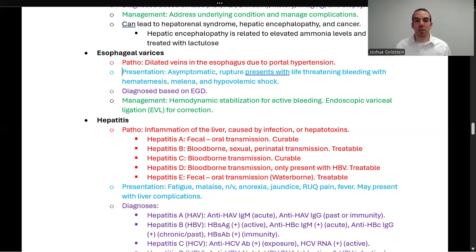B, D, and E you're stuck with for life. The presentation is going to be all the liver signs and symptoms. So fatigue, you're going to have malaise, not feeling well. You can have nausea, vomiting, you can have anorexia. You can have jaundice where the skin or the pupils start to turn a yellowish tinge.